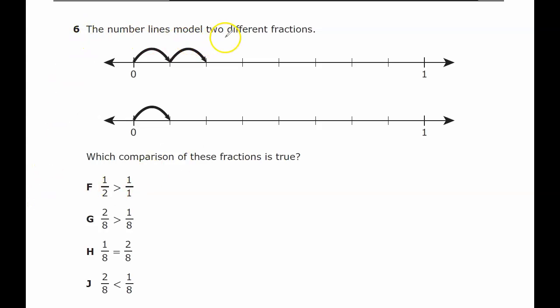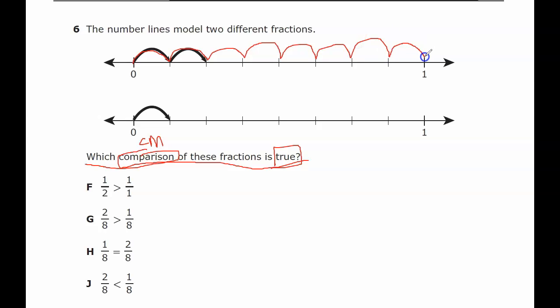All right, the number line model, 2 different fractions. Which comparison of these fractions is true? So we have our question. We want to know which one's true, and we have the word comparison. Now we talked about whenever you see fractions and you see the comparing symbols, I know that I'm going to cross multiply. Before we can cross multiply, we need to figure out our fractions. Okay, so I have 1, 2, 3, 4, 5, 6, 7, 8.